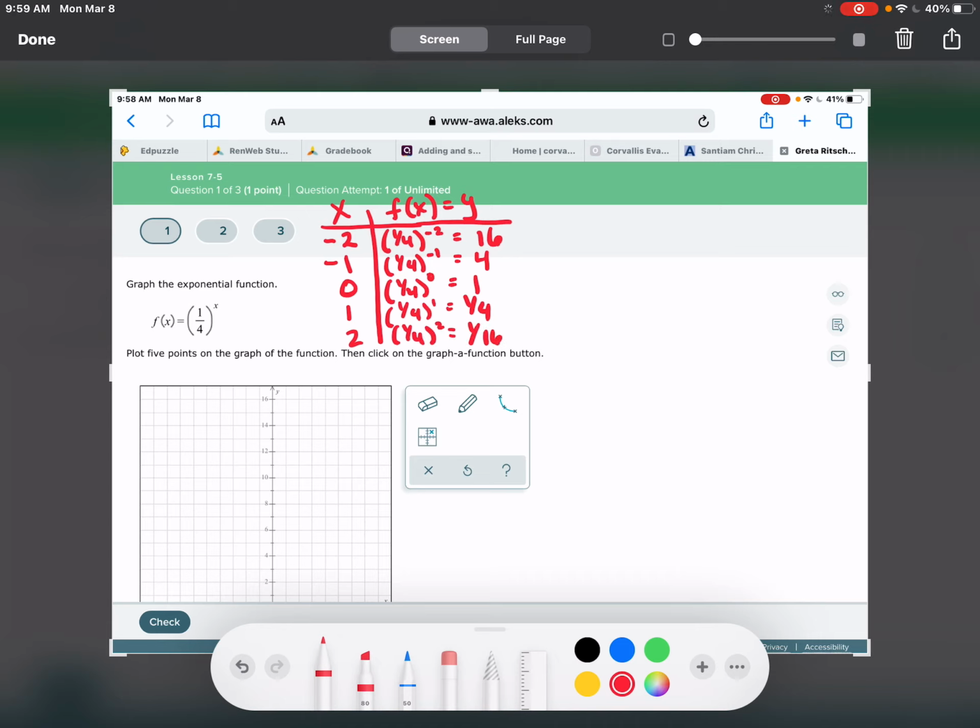So I'm starting big, I'm getting small. That makes sense because my growth factor is a fraction, so I'm actually decaying.